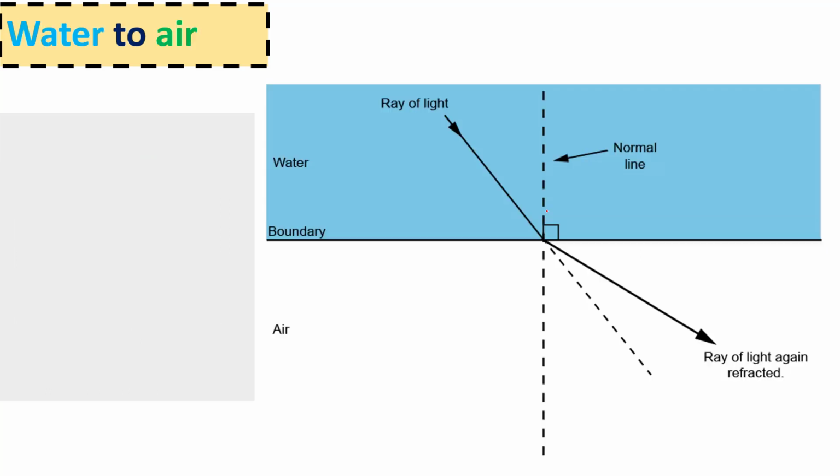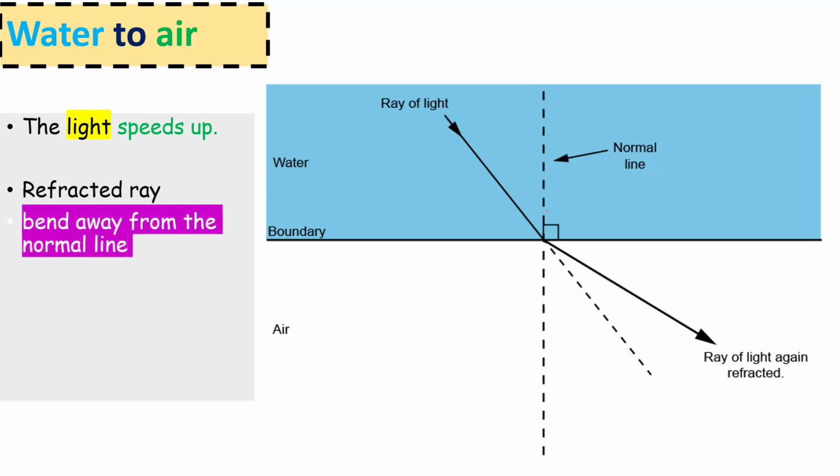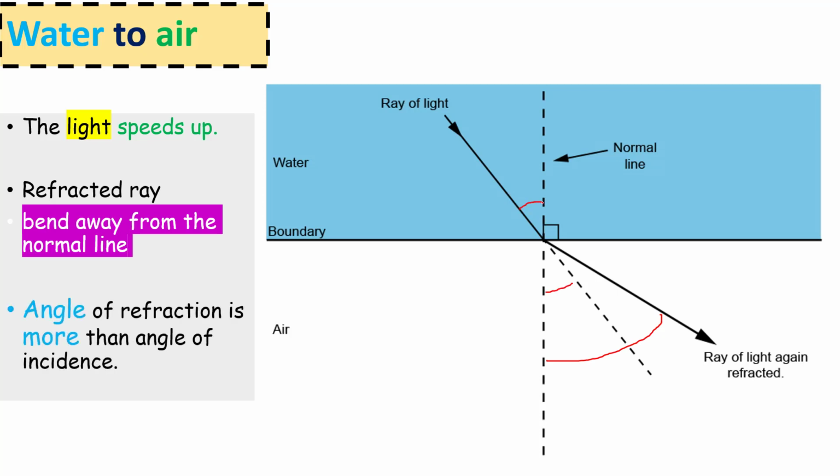Okay. Next one, water to air. Water to air, the light will speed up. The light speeds up and the refracted ray bends away from the normal line. This one bends away, right? The angle of refraction is more than the angle of incidence. One more time. The angle of refraction is more than the angle of incidence.